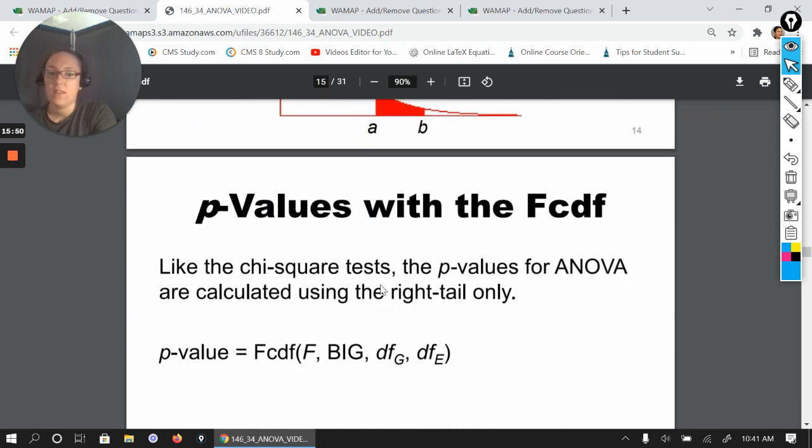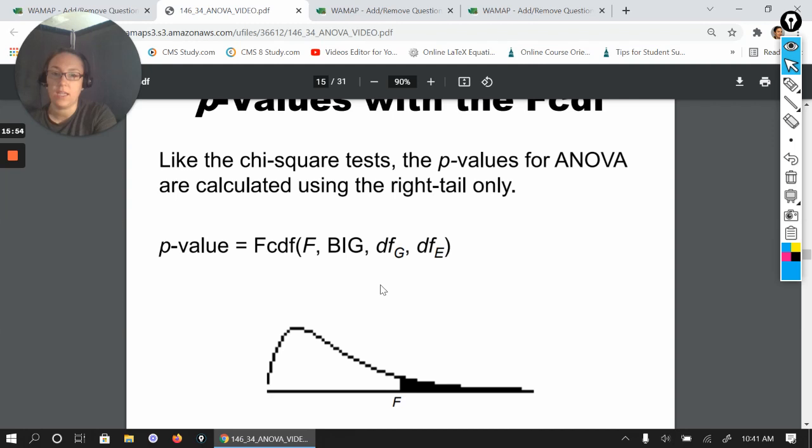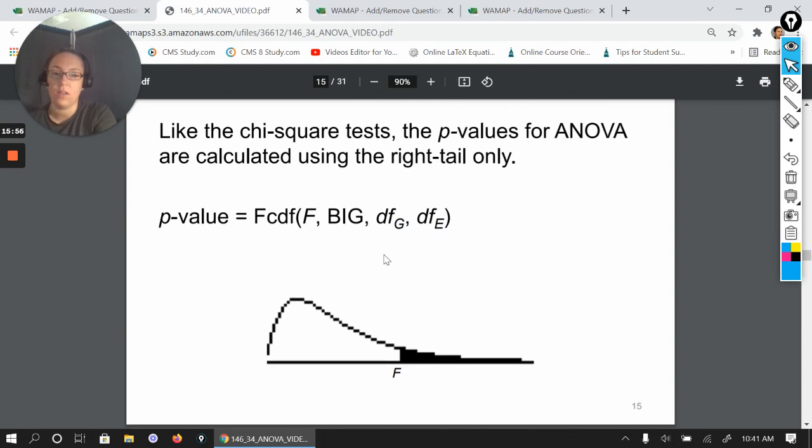So, like the chi-square test, the p-values for ANOVA are calculated using the right tail only. So we would use FCDF, and then we would put our test statistic in, comma, a big number, and then our degrees of freedom for the groups and our degrees of freedom for the error. And you can see this is how the tail would be shaded by doing that.